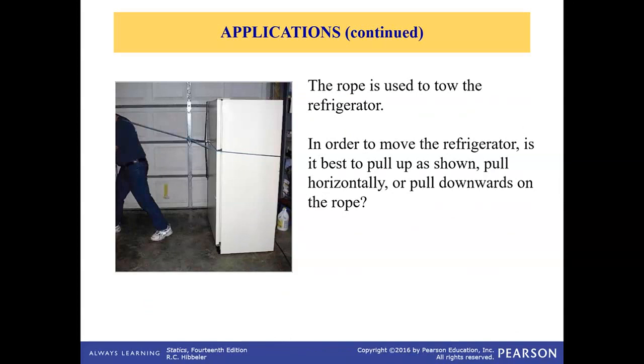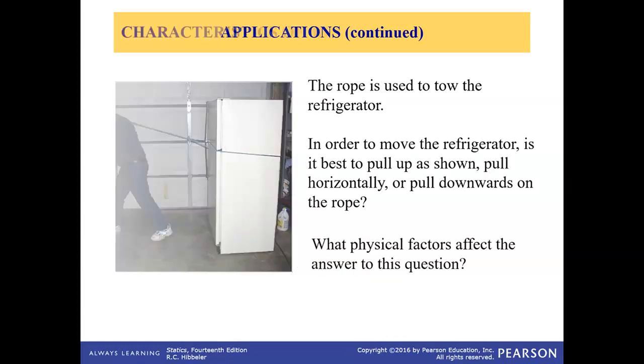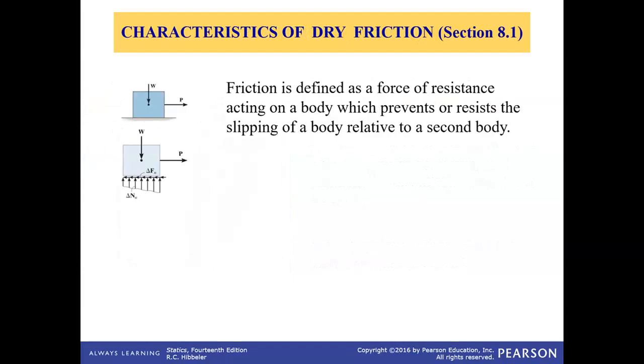While moving heavy furniture, for example this refrigerator, in order to move it, is it best to pull up as shown, or pull horizontally, or pull down? So should we pull up, pull straight, or pull down? What makes sense? And how far should this string be from the base of the refrigerator so that it can actually slide without tipping? Those are the questions that we can answer by understanding the concept of friction.